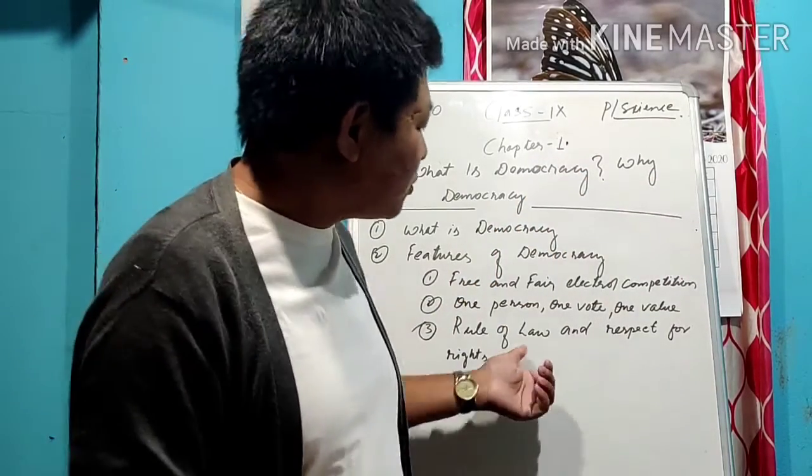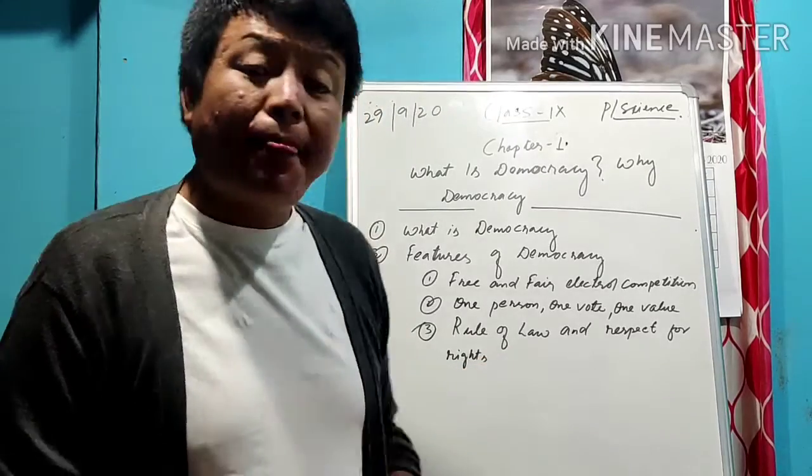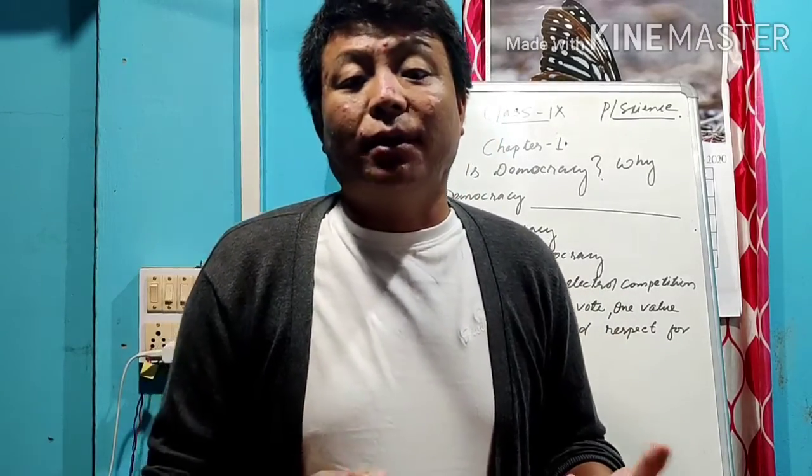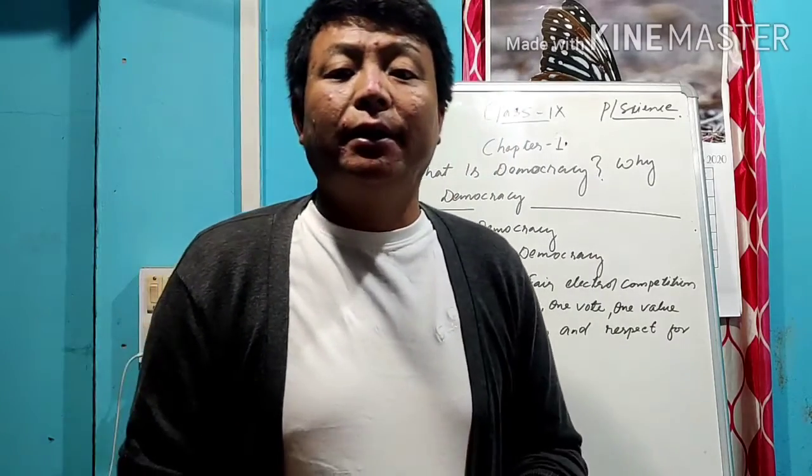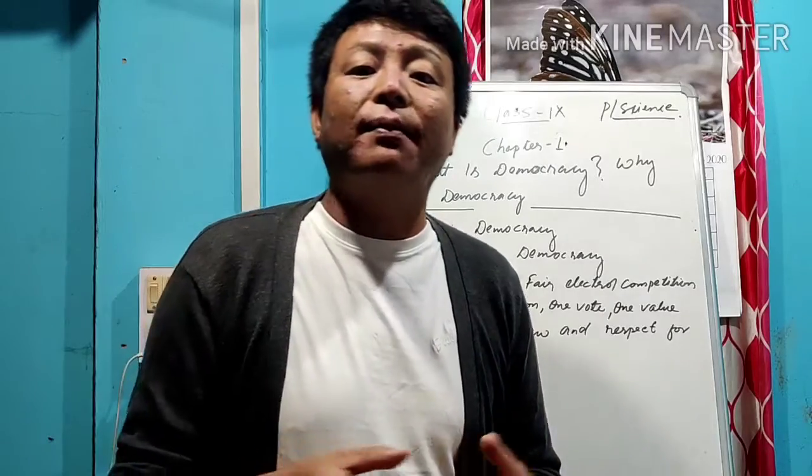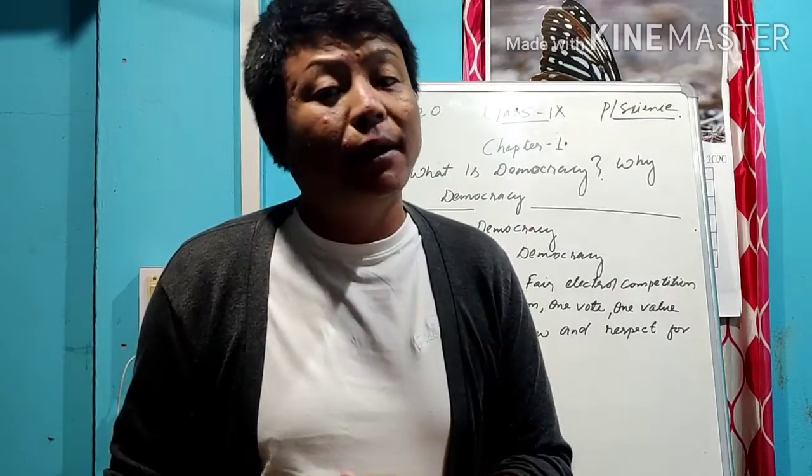On the rule of law and respect for rights, we should abide by the rules and regulations, as you already studied in class 8. The Indian Constitution was adopted on 26 November 1949 and came into force on 26 January 1950. The drafting chairman was Dr. B.R. Ambedkar. They made rules for each and everyone as the same. It means they did not give more power to the high class people and less power to the lower class people.